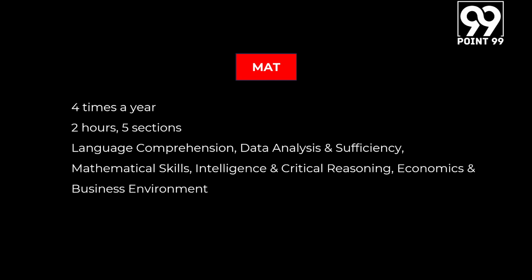The next exam is very similar to ATMA, which is called the MAT. Now, MAT happens 4 times a year. Typically, it happens in the months of February, May, September, and the next month is December, right? So these are the 4 months in which MAT typically happens. Now, it goes on for 2 hours, and there are 5 sections that are present at the MAT. Now these 5 sections are language comprehension, data analysis and sufficiency, mathematical skills, intelligence and critical reasoning, economics and business environment. So these are the 5 sections that appear at the MAT.